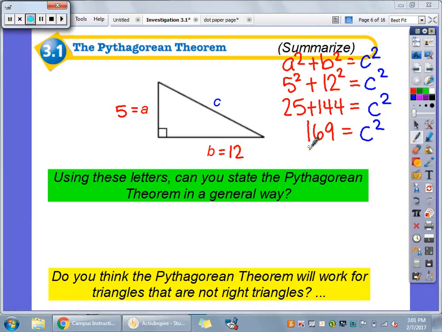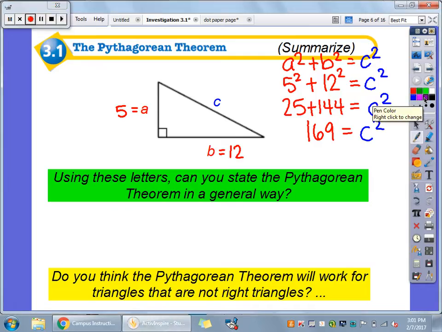Okay, so hopefully you were able to get at least this far. Okay, so with this part, we plug the 5 in for A, we plug the 12 in for B, and then square the 5. 5 times 5 is 25, 12 times 12 is 144. You add those two together, you get 169. So remember, what this one means is that this is the area of the square that we would draw off of the hypotenuse.